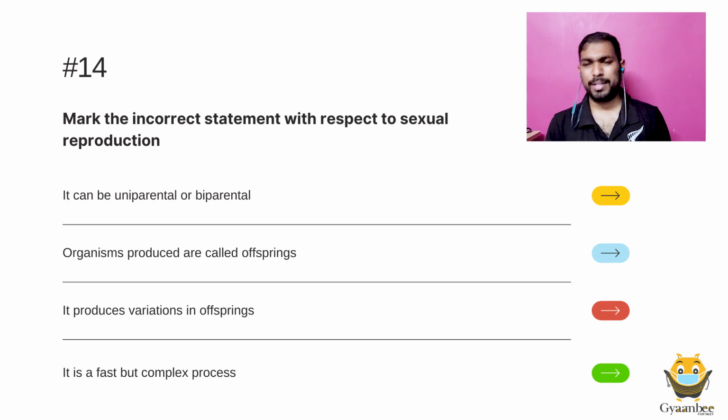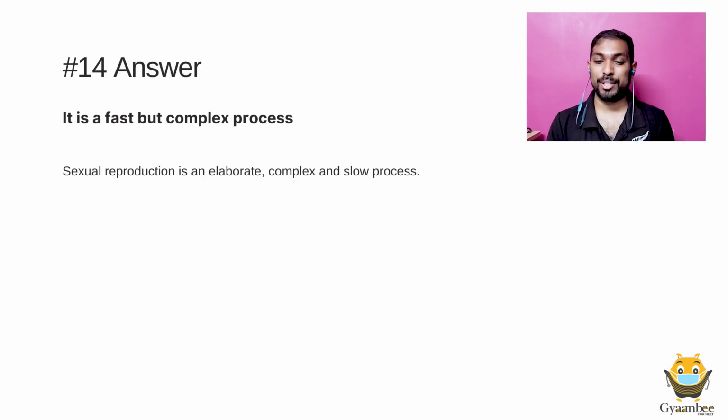Most of you got the answer to this question right. The answer to this question is of course D, it is a fast but complex process. Sexual reproduction is not a fast process. It is in fact an elaborate, complex and slow process. It is a little complex, but it is a slow process and it is not a fast process.